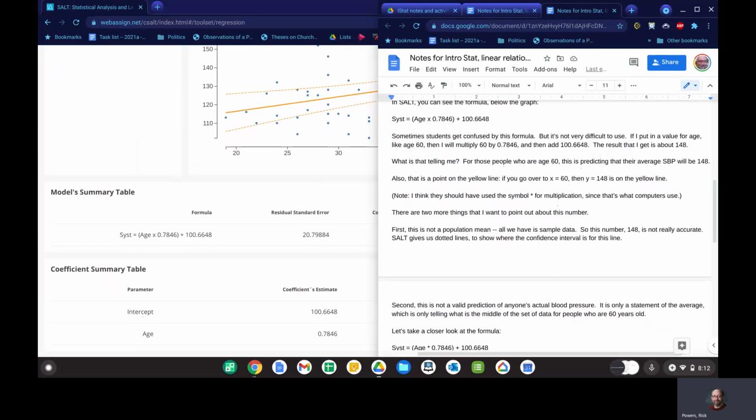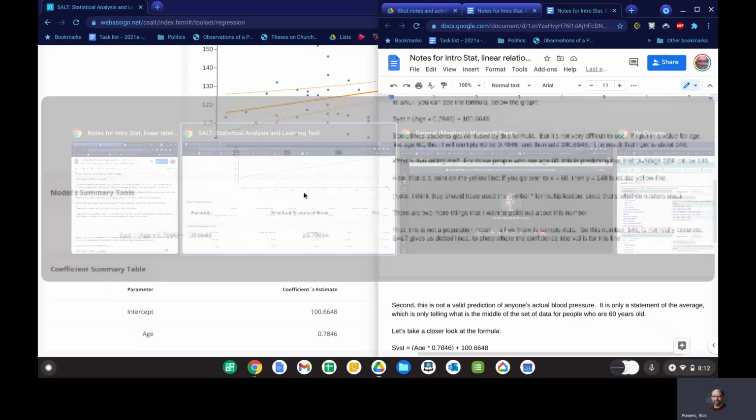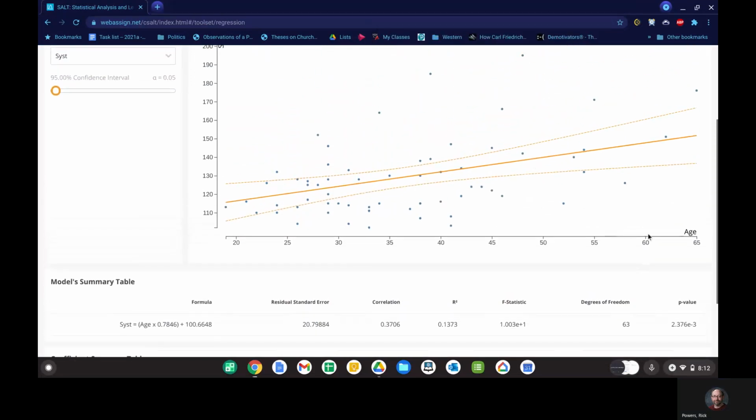If I put in a value for age, like age 60, then I would multiply 60 by the 0.7846 and then add 100.6648. The result I get is about 148. What is that telling me? For those people who are age 60, this is predicting that their average systolic blood pressure will be 148. Also, that is a point on the yellow line. If you go over to 60 and then go up to the line, that would be where y is 148.